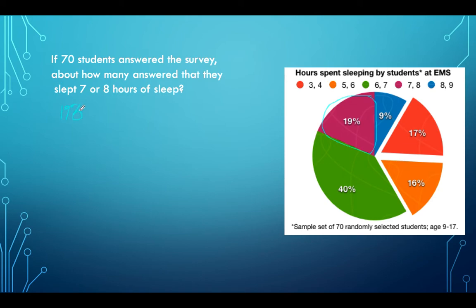So 19%, just like last time, let's convert it to a decimal. We move that decimal point to the left twice, or divide by 100, and get 0.19. And we're going to multiply that by 70. Well, I'm going to need a calculator for this one. And that's about 13 students. You get 13.3, but you can't really have a third of a student, so I'm just going to say about 13. If you said 13.3, that'd be fine. But that's about how many students would have said that they slept 7 to 8 hours on average each night.